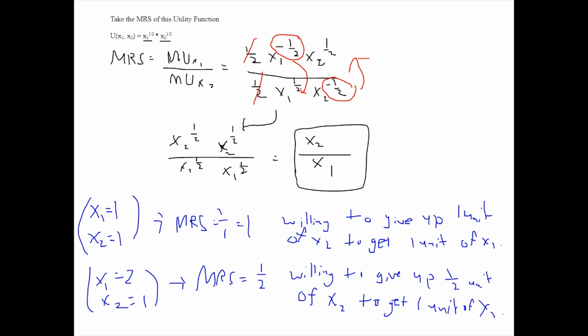So our interpretation will always be that we're willing to give up whatever our MRS is, amount of good 2 for 1 unit of good 1.